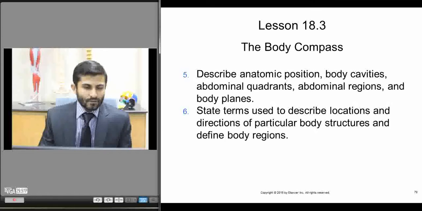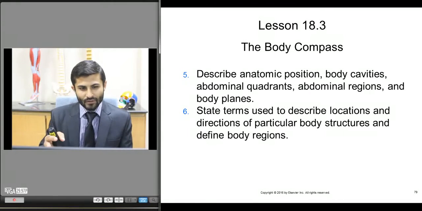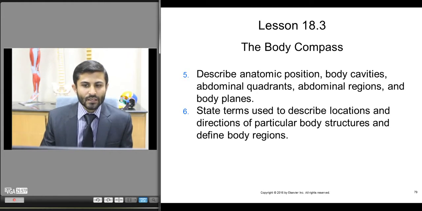Talking about the body compass, how to move through the body, how to look at the body, how to navigate through the body. So we are going to describe the anatomic position, body cavities, abdominal quadrants, abdominal regions and body planes. We are going to state terms used to describe locations and directions of particular body structures and define body regions.